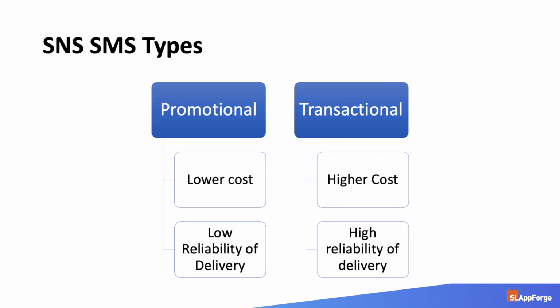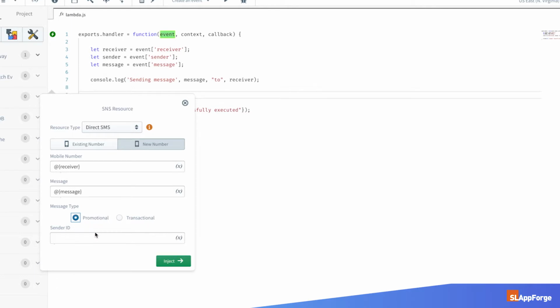Therefore, if you are dealing with critical messages that support customer transactions, such as one-time passcodes for multi-factor authentication, you should use transactional type. Since we are not really dealing with critical messages here, let's keep the message type as promotional. Then we can set the sender ID from the sender variable, as we did for mobile number and message fields. This sender ID will be displayed as the message sender on the receiving device. But the support for this sender ID varies by country and/or region. You can check the AWS documentation to see if your country or region supports that.